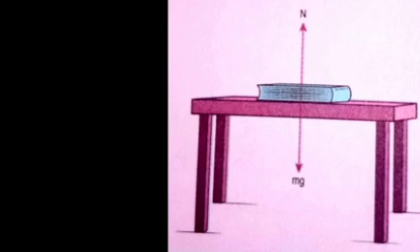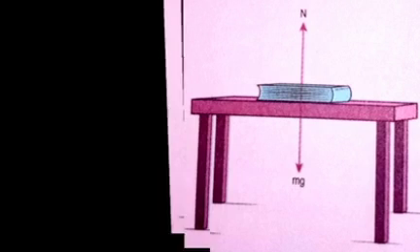See, a book is on the top of the table, or otherwise you can say the book is at rest. Even though an object is at rest, there will be two forces acting on it. One is the downward gravitational force and another one is the normal force. So it will be in the equilibrium position, then only it will be at rest. So first we solve the solution.